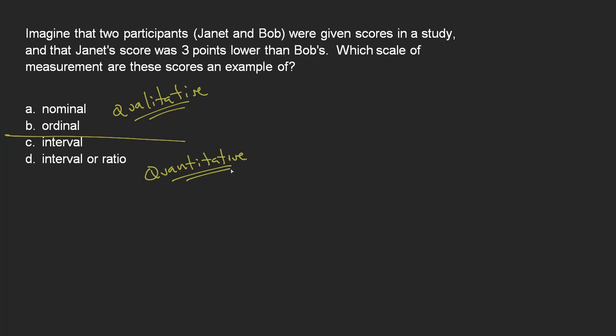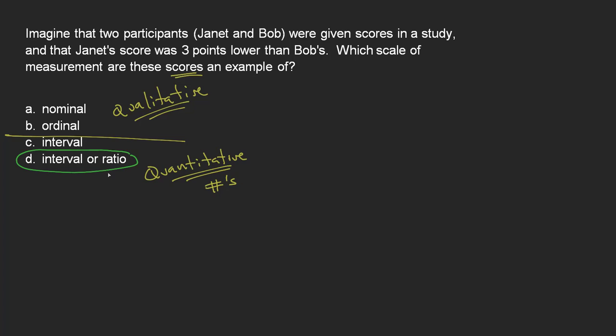Whereas quantitative brings to mind quantities or numbers. And interval and ratio deal with numbers. So something like scores is going to be quantitative. Now, interval, ratio, they both deal with numbers. And so the answer here is that we're looking at either interval or ratio.